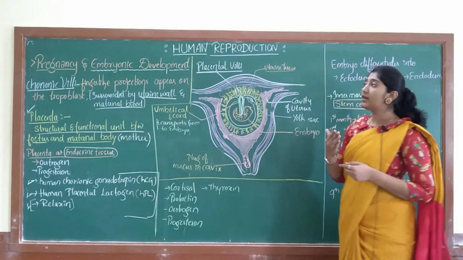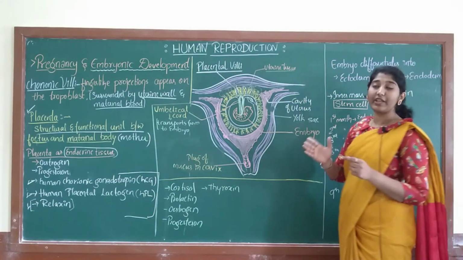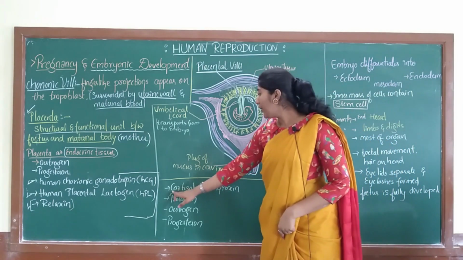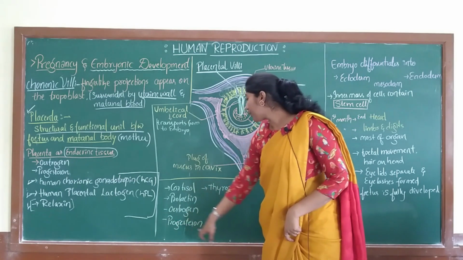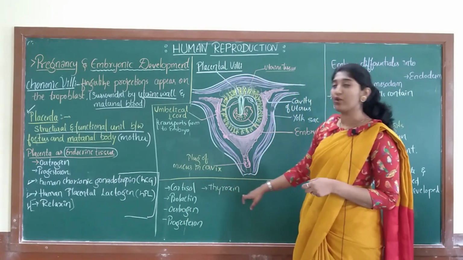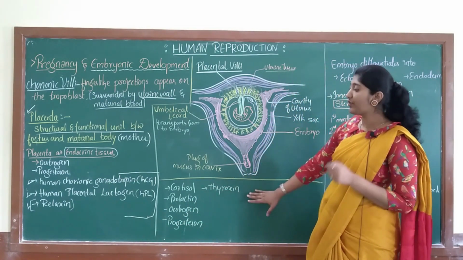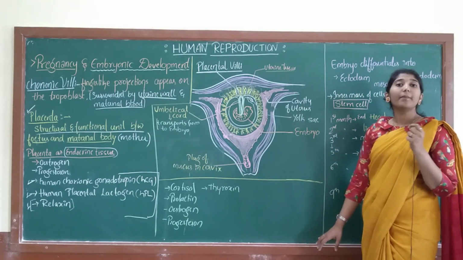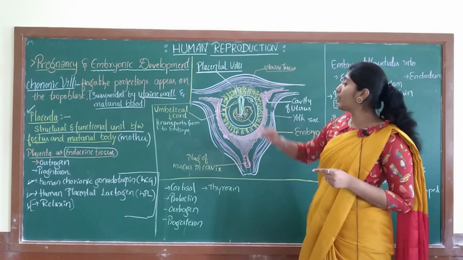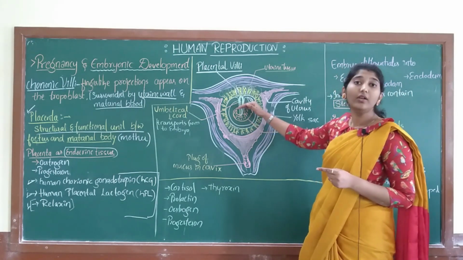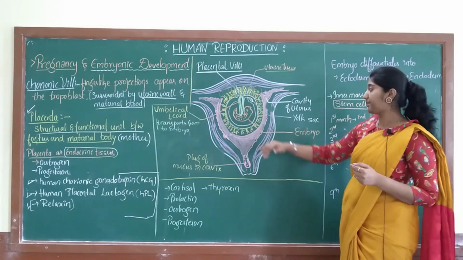And there are other additional hormones which are very essential. Which are they? Cortisol, prolactin, estrogen, progesterone and thyroxine. These are the hormones which are helpful for maintaining metabolism in the mother and also for the proper embryonic development.